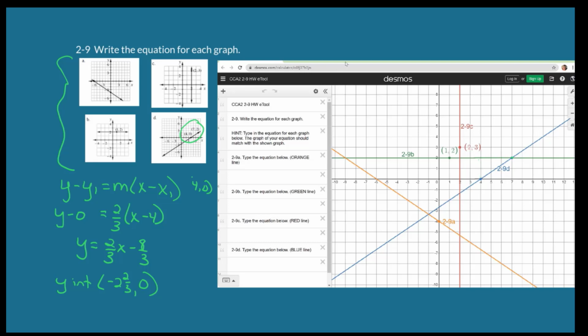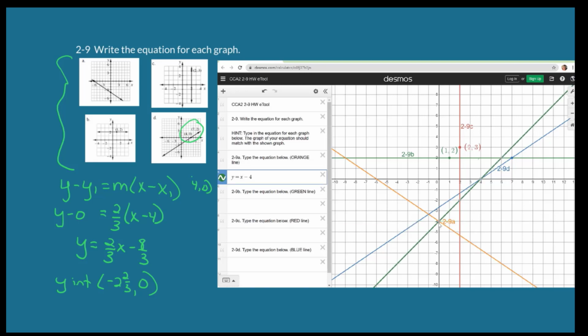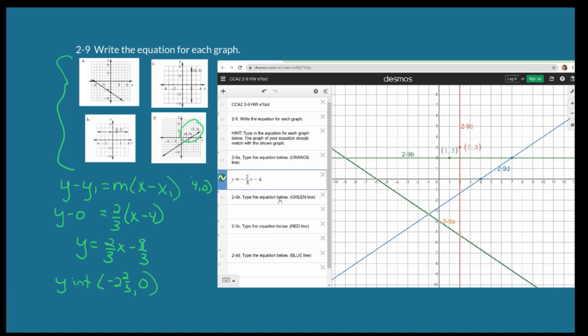Okay, so it wants us to write the equation for each graph. And 2-9A is the orange line. Okay, so I'm just going to go look at my y-intercept. I know there that I have y equals, and I'm going to put a negative 4 right now. But then I'm going to go in front of it because I've got to figure out what my slope is. So let's see what my slope is. If I go down 2 over 3, that's going to be, because of the direction of the line, a negative 2/3 x graph. And notice how it changed to green. That means I did it correctly.